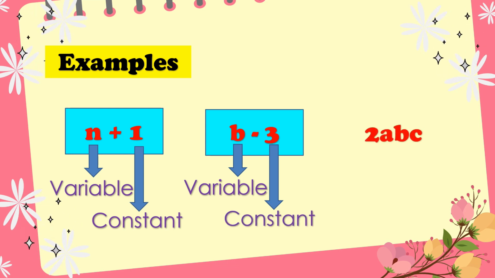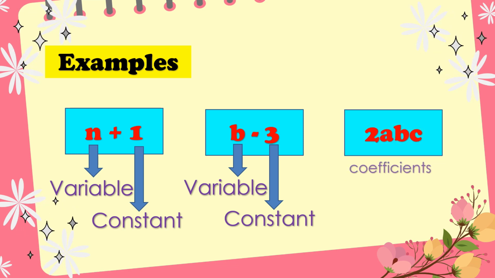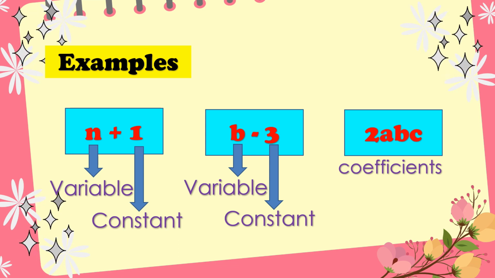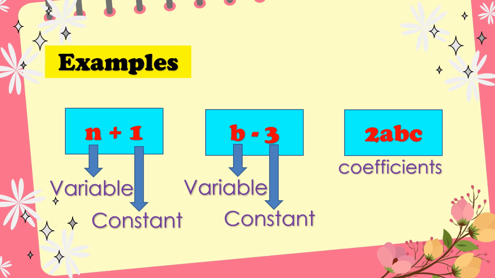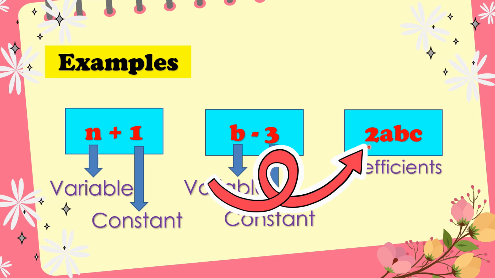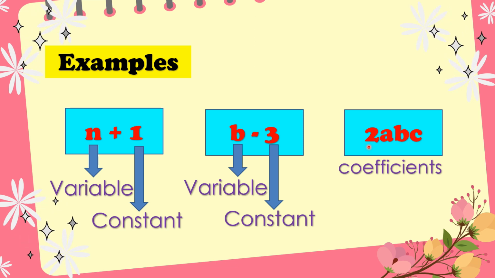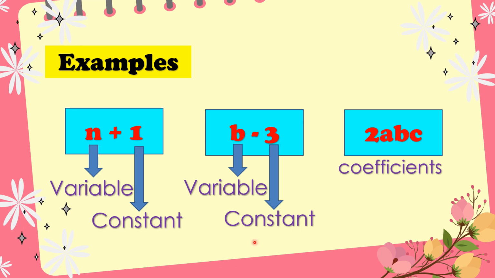On our last example, 2abc, they are called coefficients. Coefficients has two parts. The variable part is called literal factors, while the numerical part is called numerical coefficients or numerical factors.